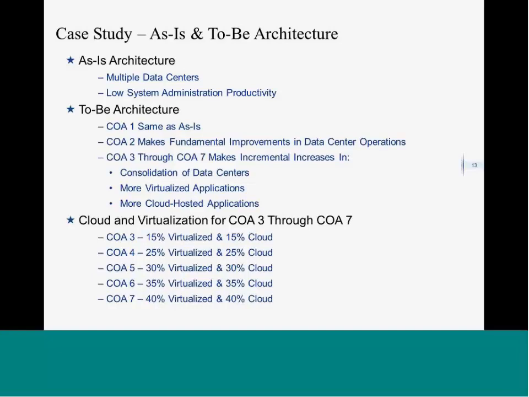And then we would incrementally increase this percentage, evenly split between virtualized and cloud through courses of action 4 through 6, that is, until we arrive at 80% of our applications virtualized or ported to the cloud, again, evenly split 40-40, as is outlined in course of action number 7.